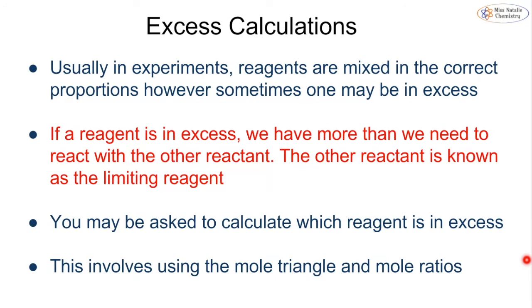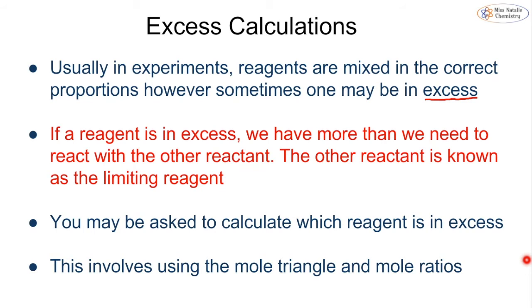Now, generally when we carry out experiments, the reagents are mixed in the correct proportions. So we know exactly how many moles of a substance it takes to react with how many moles of a different substance. But sometimes, for various reasons, reactions have to be carried out where one of your reagents is in excess. What that means is we have more than we need to react with your other reactant.